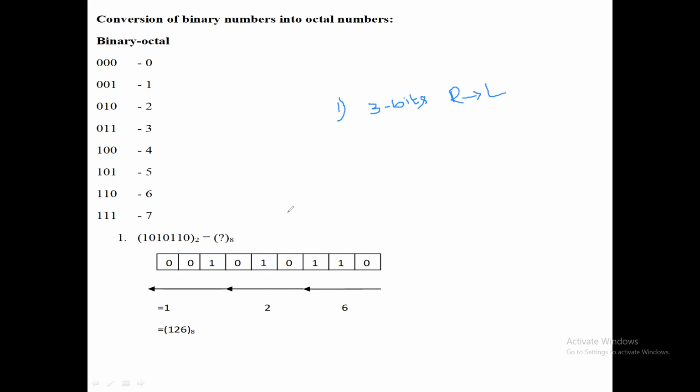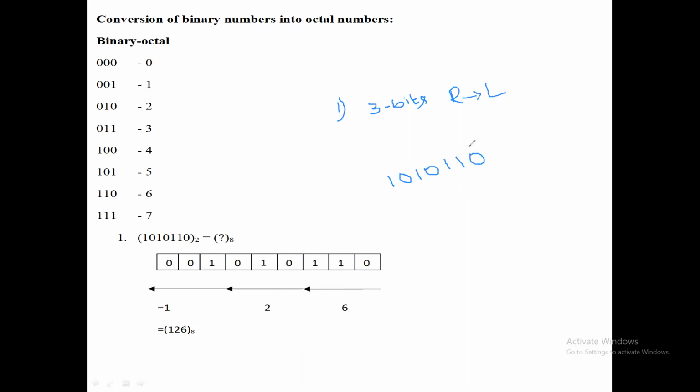Okay, that means if the binary number is, suppose this is the example given, 1 0 1 0 1 1 0. This is the binary number given there.